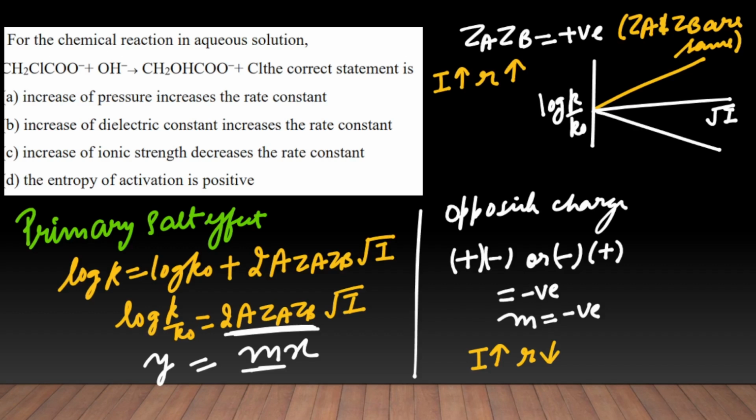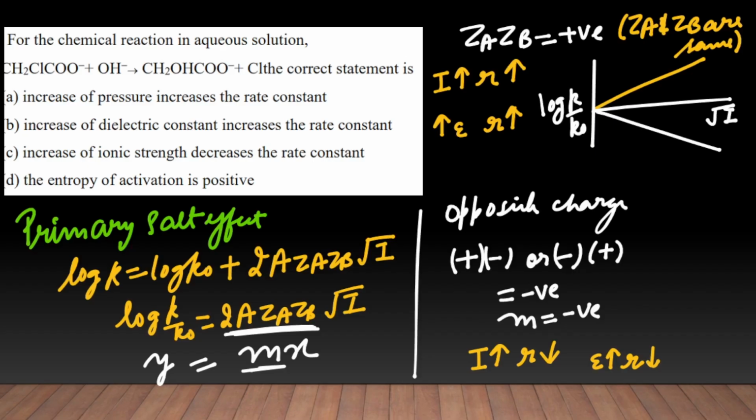Next thing, if you change the dielectric constant of the solution, with the increase in the dielectric constant value, which is epsilon, the rate of the reaction is going to increase when same charges are present. Whereas if the dielectric constant value increases when opposite charges are present, the rate of the reaction is going to decrease.